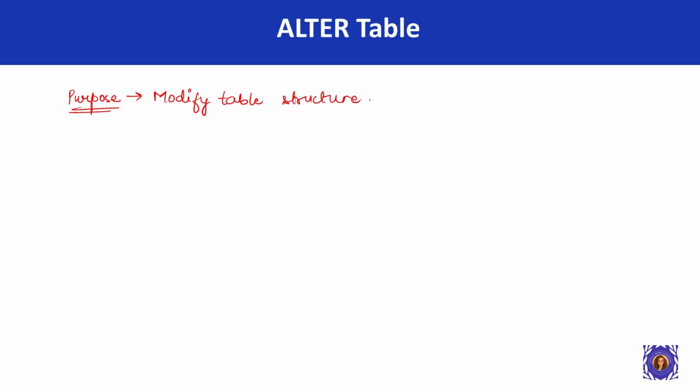The alter table statement in SQL is specifically designed to modify the structure of an existing table. This is distinct from changing the data within the table. Instead, it's about changing the table's definition itself, such as adding new columns, removing old ones, or modifying column properties.